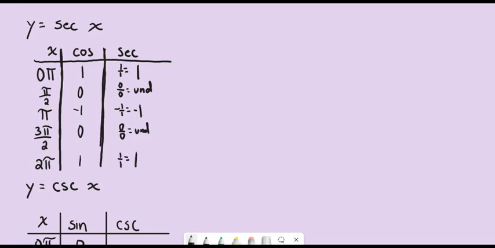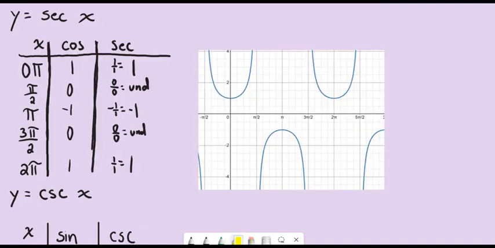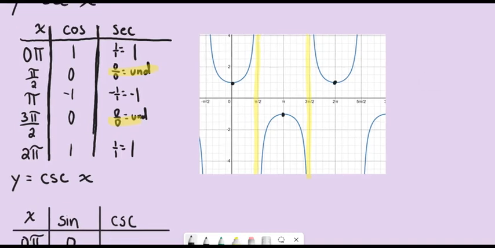So let's take a look at the graph of secant. And here it is. Very distinctive looking graph. We can see undefined, undefined. So undefined at pi over 2, asymptote. Undefined at 3 pi over 2, asymptote. It starts out at 1, and then when we are at pi, it's -1, and again right there. So that's what the graph of secant looks like.